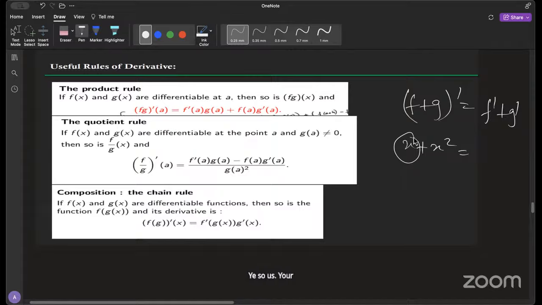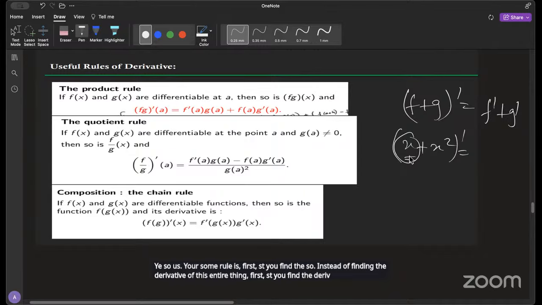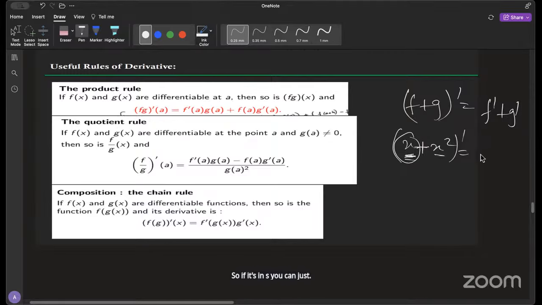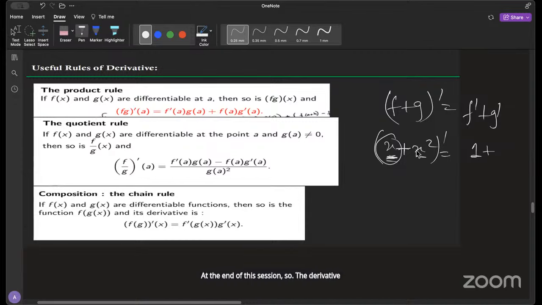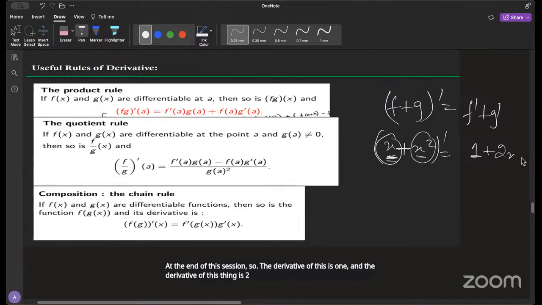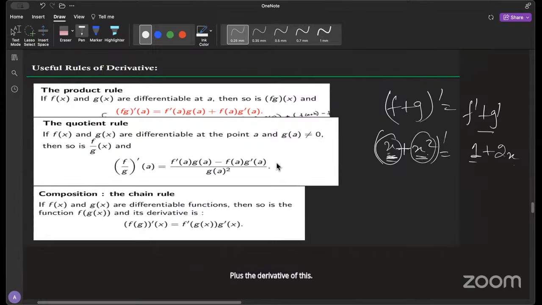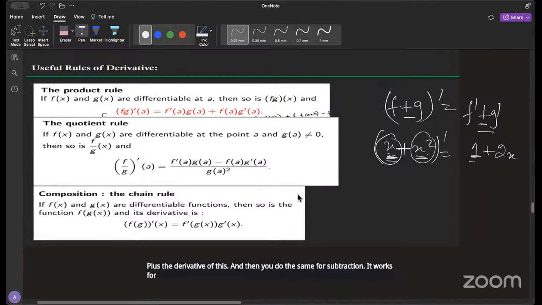Your sum rule is, instead of finding the derivative of this entire thing, first you find the derivative of the first function, and then this one. If it's a sum, you can directly find the derivative of each. The derivative of x is 1. I'll give you all the important derivatives at the end of this session. So the derivative of this is 1, and the derivative of this is 2x. The derivative of the entire thing is the derivative of this plus the derivative of this. And you do the same for subtraction. It works for subtraction too.